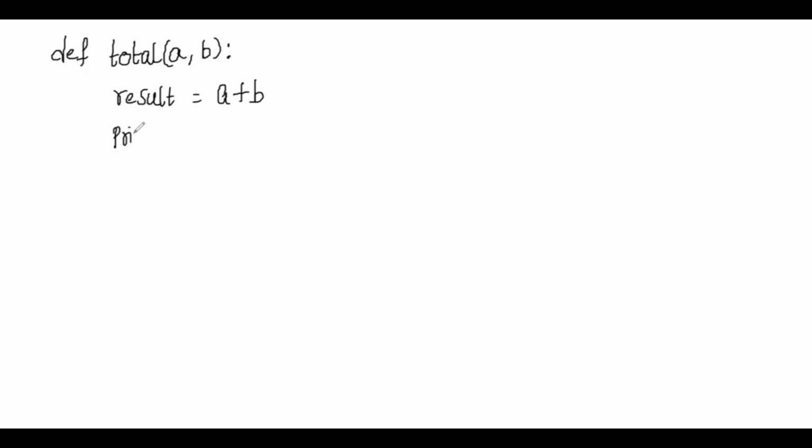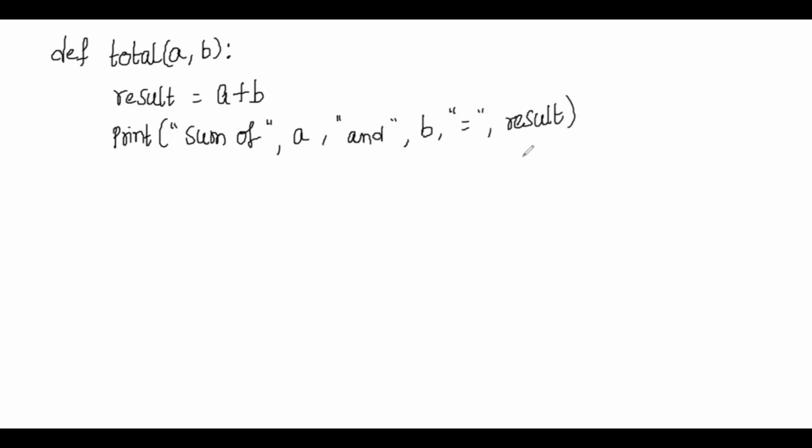So that is print, sum of, we are adding a value as well as b value, right? And b, and we can display the result. So this is the entire function to perform addition of two numbers.